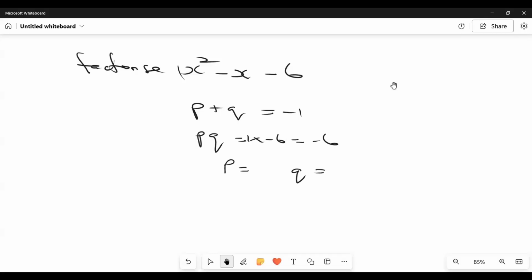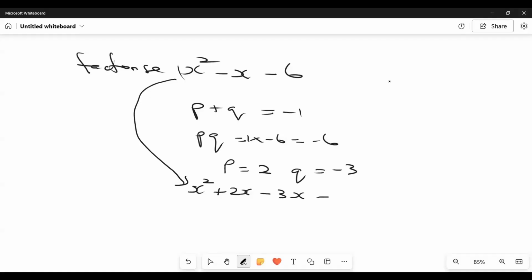Sir, 2 and -3. Okay, let's try that. So we're going with 2 and -3. And that makes sense. When you add them up, you get -1. When you multiply them, you get -6. So we're going to rewrite this as x squared plus 2x. I'll do this deliberately because I want to show you something.